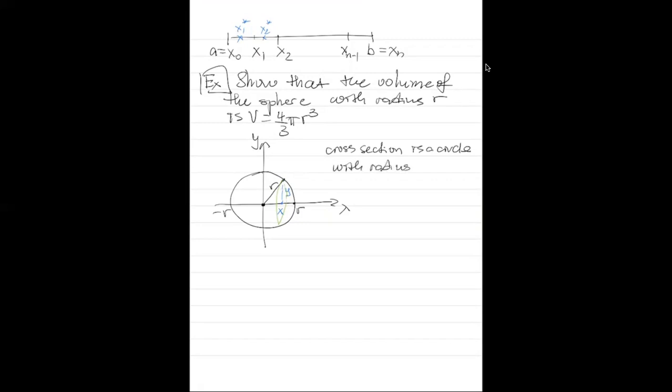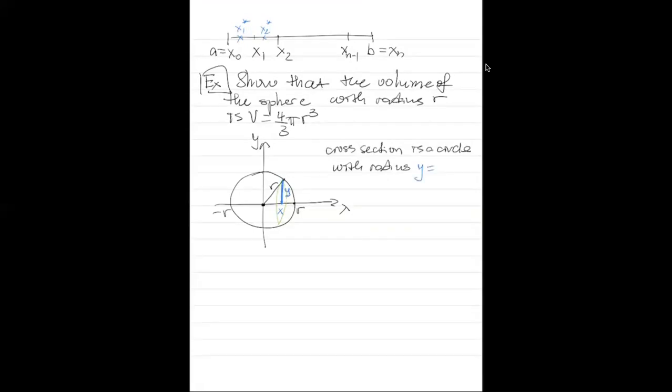Okay, so the radius of the cross section is this blue line. Okay, and that is y. So the cross section is a circle with a radius y. And what is y equal to?